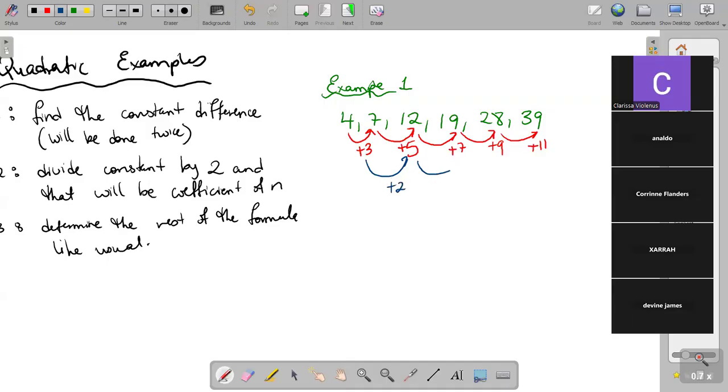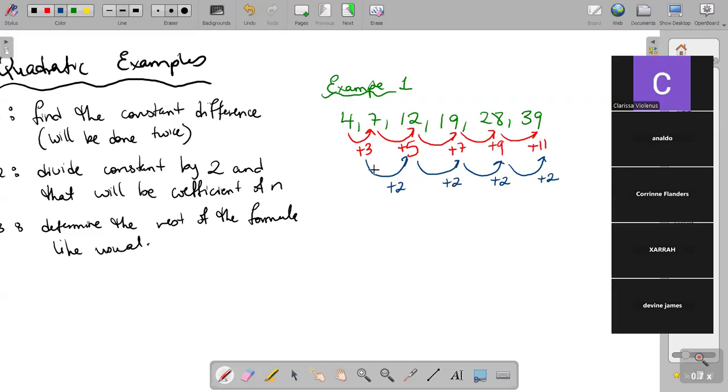How do I get from 5 to 7? Everybody see what's going on now? How do I get from 7 to 9? Tell me if you see what's going on here. Everybody see what's going on here? So now we have the plus 2.